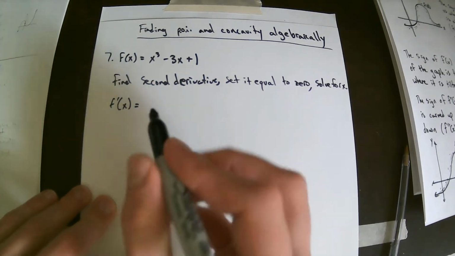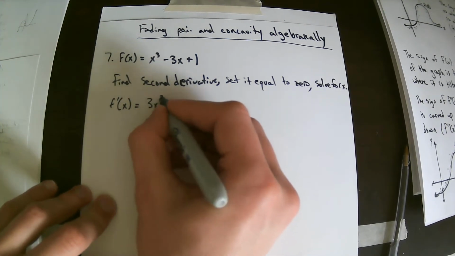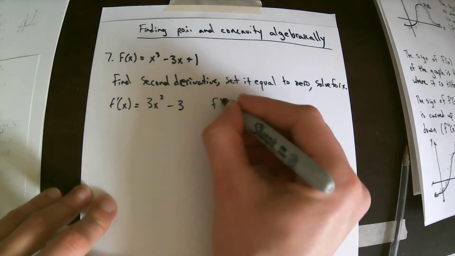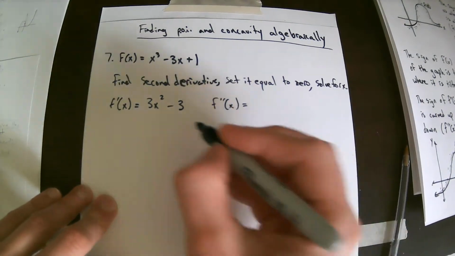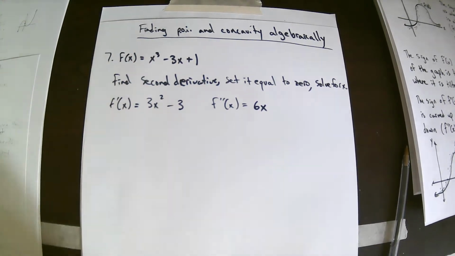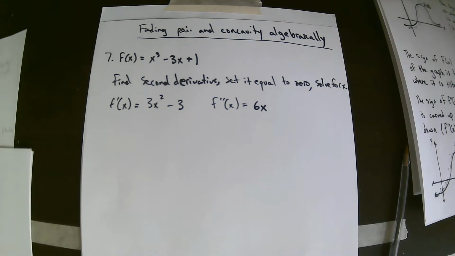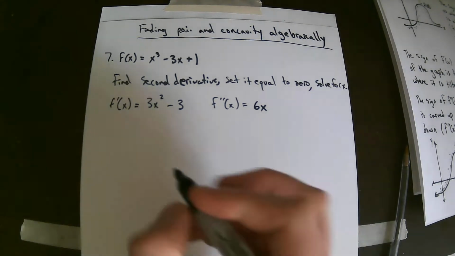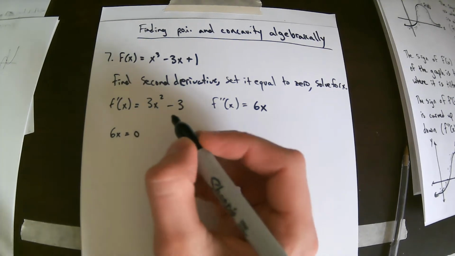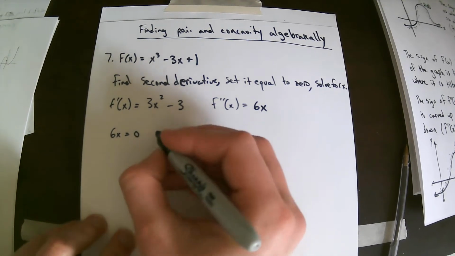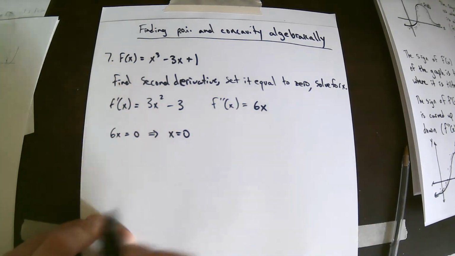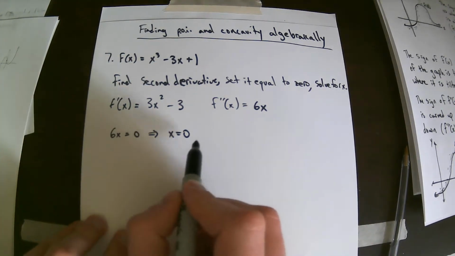It's going to be 3x squared minus 3, and the plus 1 goes away. Second derivative is going to be 6x. There we go, 6x. And now we set that equal to 0. 6x equals 0. Solve for x, but that's easy. X is just 0. So the point of inflection is happening at x equals 0.